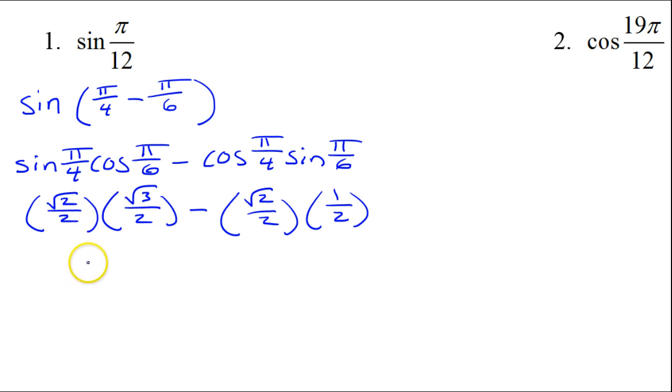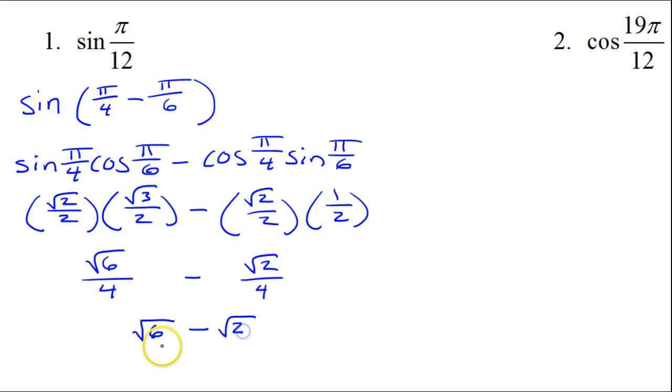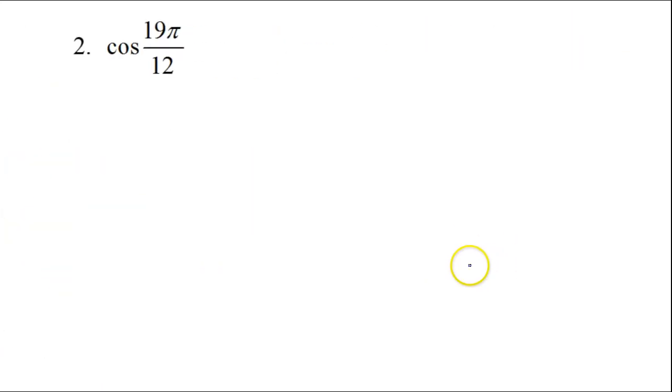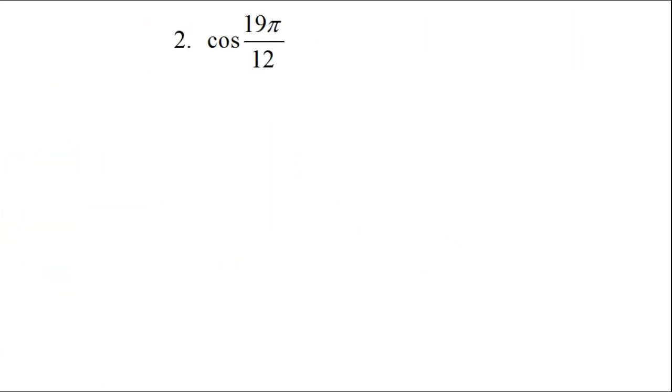Multiplying these together, I have radical 6 over 4 minus radical 2 over 4. Like denominators, so I can put these together. I will have my numerators radical 6 minus radical 2 over my like denominator of 4. So that is the answer to problem number 1. Let's do something similar with problem number 2.